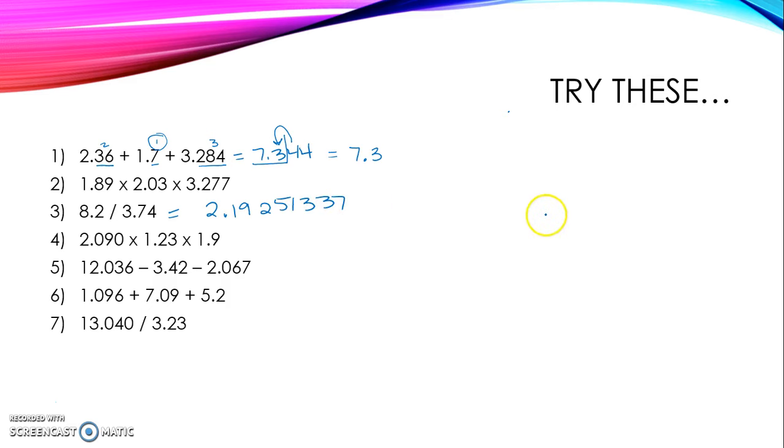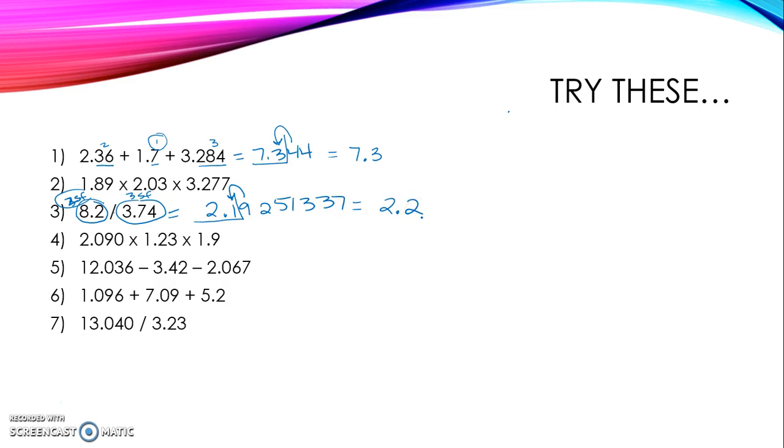For problem number 3, 8.2 divided by 3.74 gives us a very long number, 2.192513337. It keeps going, but I'm just going to stop. We have division, so we need to know significant figures. This one has 2 significant figures, and this one has 3. Which one's smaller? 2 is smaller, so we have to round this so that there are only 2. The 9 makes the 1 go up, so it should be 2.2.